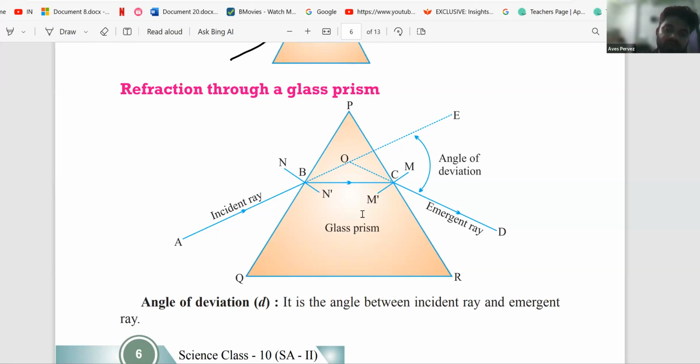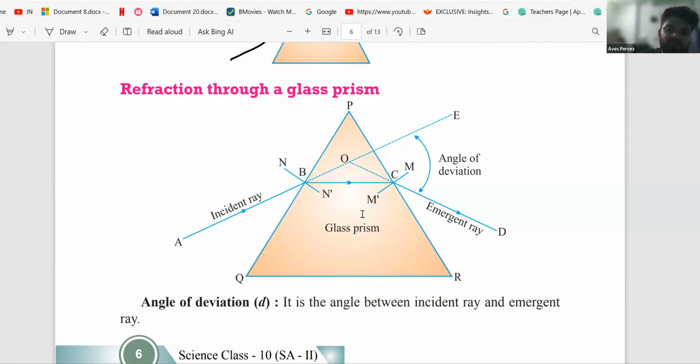Now again, this is the normal line. Now it is going from denser to rarer medium, so it should not go like this. It should bend away from the normal. When light travels from denser to rarer medium, it should bend away from the normal like this. This is the emergent ray. This is the incident ray.